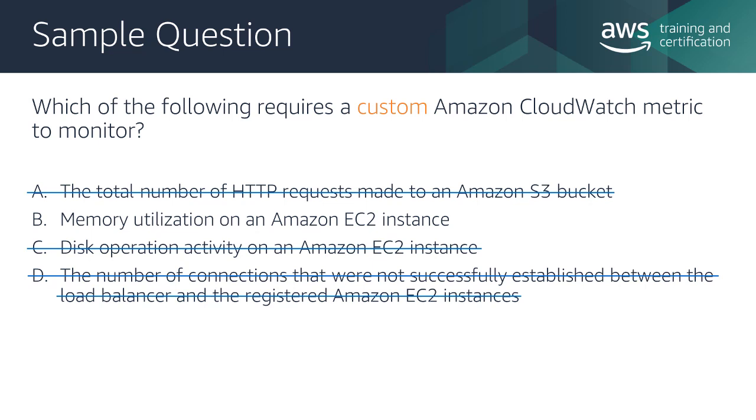Memory utilization is absolutely a custom metric when dealing with Amazon EC2. Now, if they were asking about RDS, that's different. In RDS, CloudWatch does record memory. But in EC2, because AWS does not have access to the operating system, memory utilization is custom only.